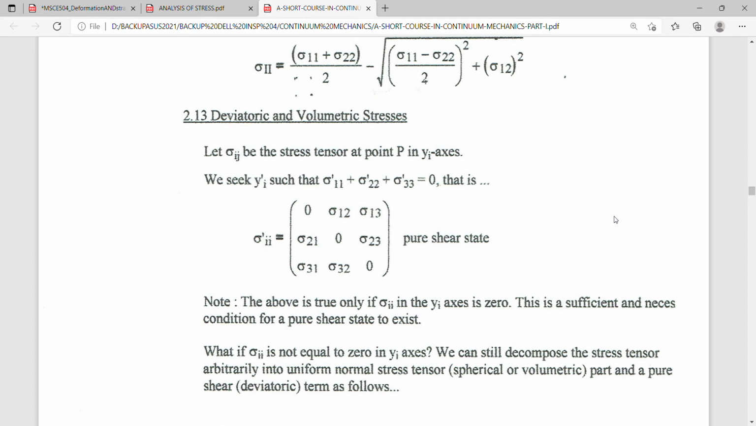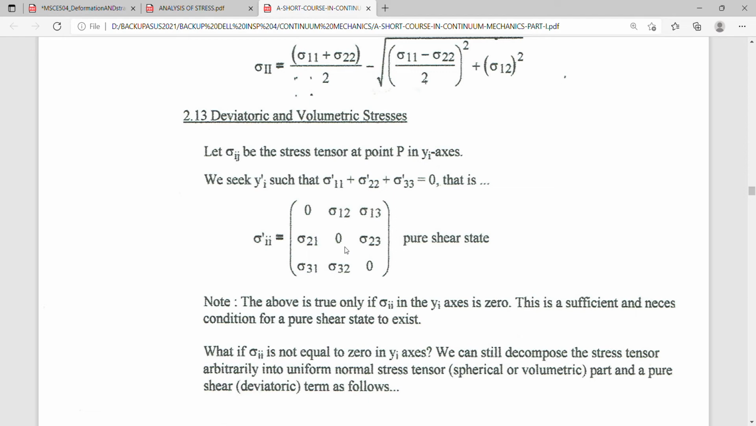So this is very useful in getting the maximum shear stress that is available in terms of the principal axis concerned. So we discussed the derivation of a pure shear state in terms of the n i direction in my previous lecture.